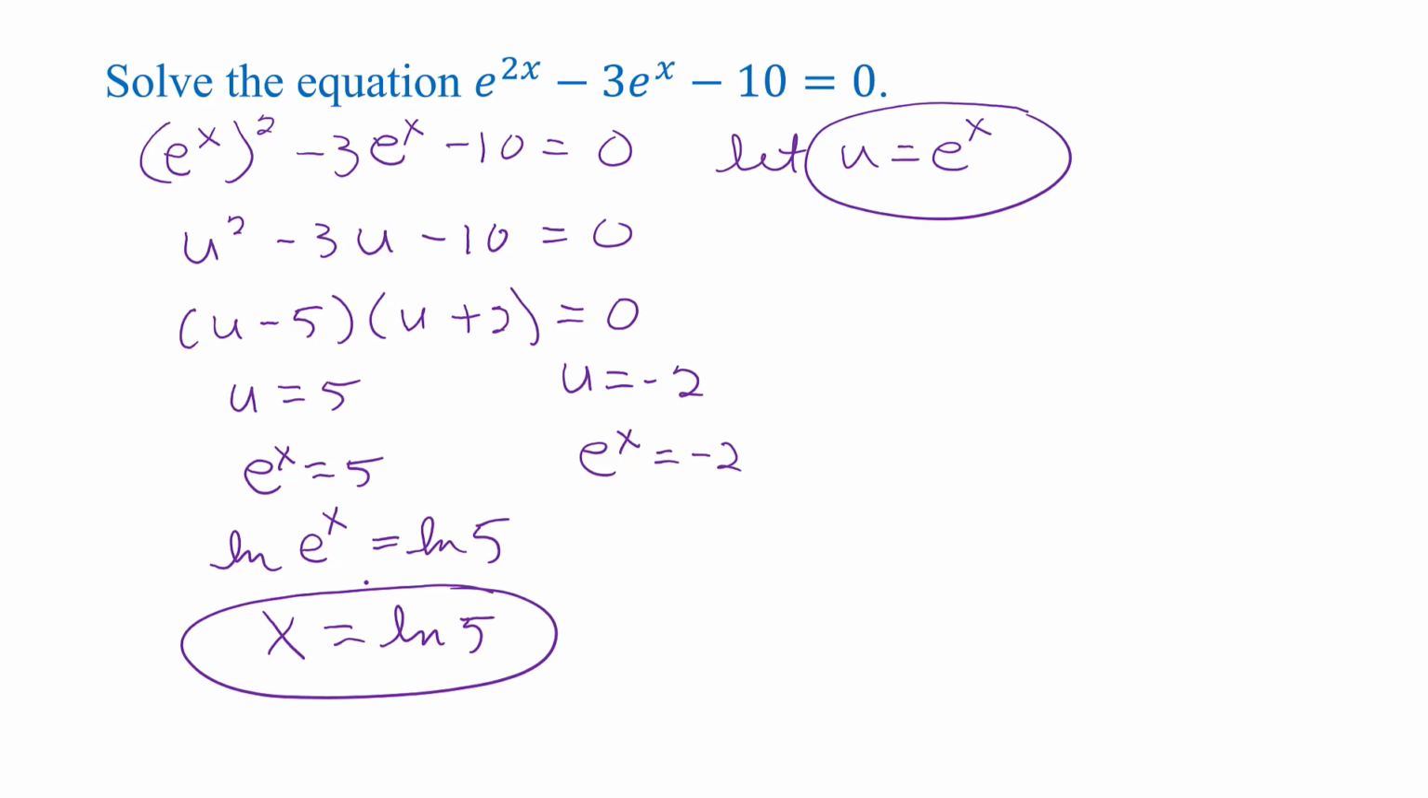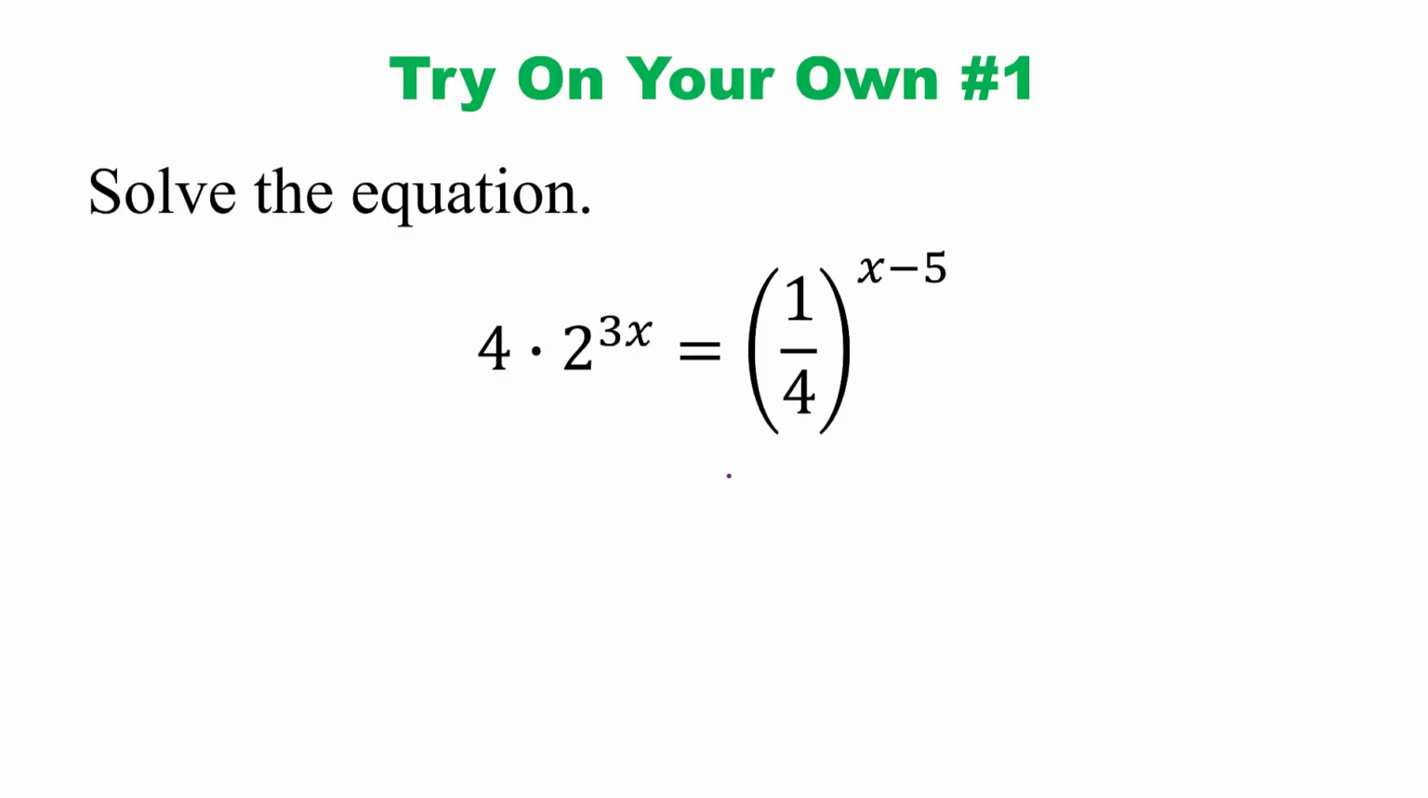It's always above the x-axis. e to the x is always positive. There's no way e to the x is ever going to be equal to negative 2. So this equation does not offer us an additional solution. We have the single solution x equals natural log of 5.